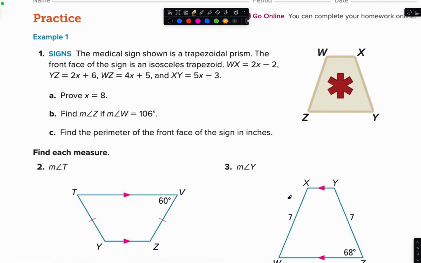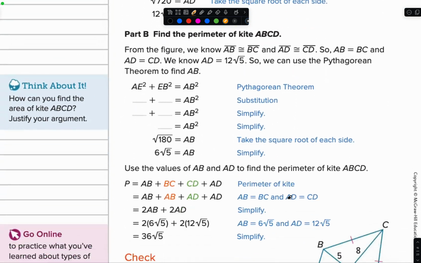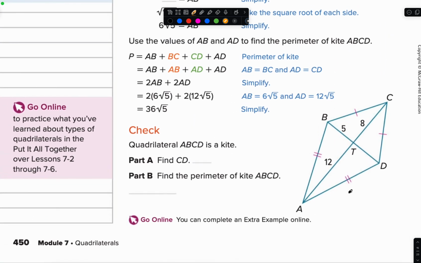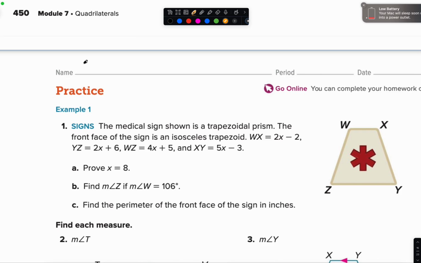And, hey, that was it. Perfect. Look at that. Example 7, we're all done. This check would be the same way. They're finding CD, and CD is this guy right here. But since we know that this is 5, this side would also be 5, so you're doing the Pythagorean theorem with those numbers, okay?